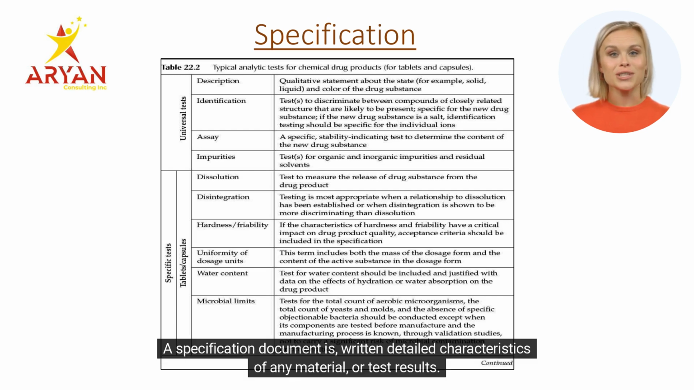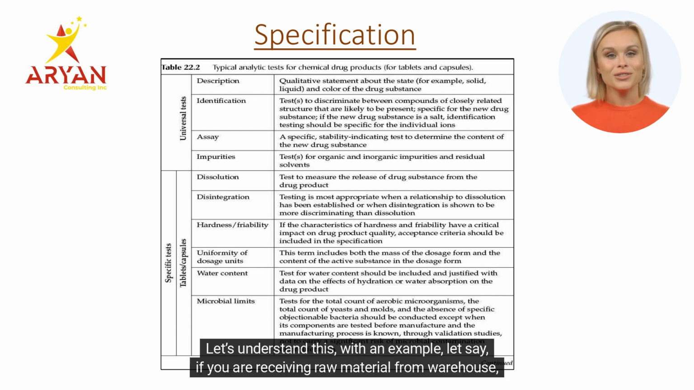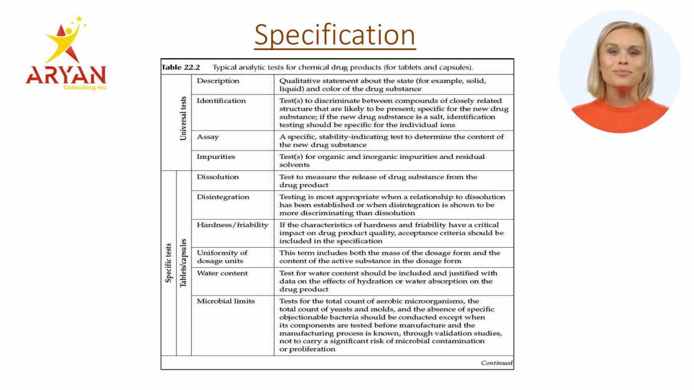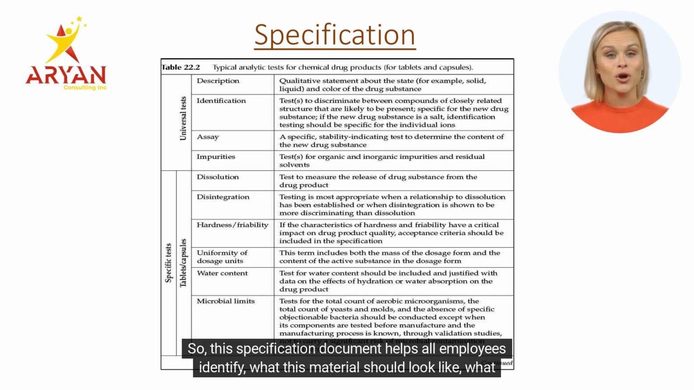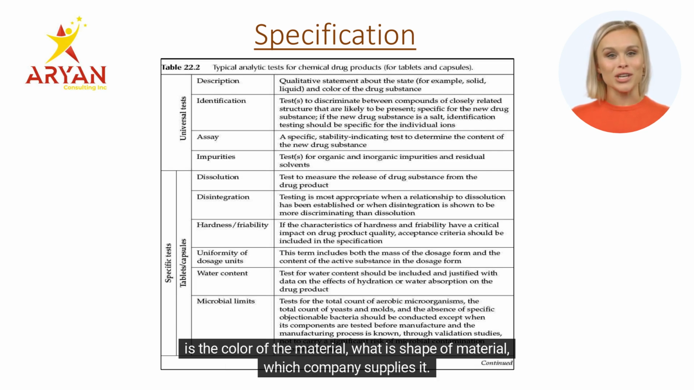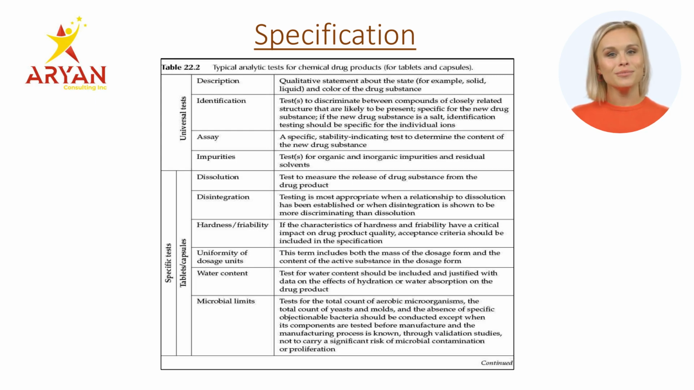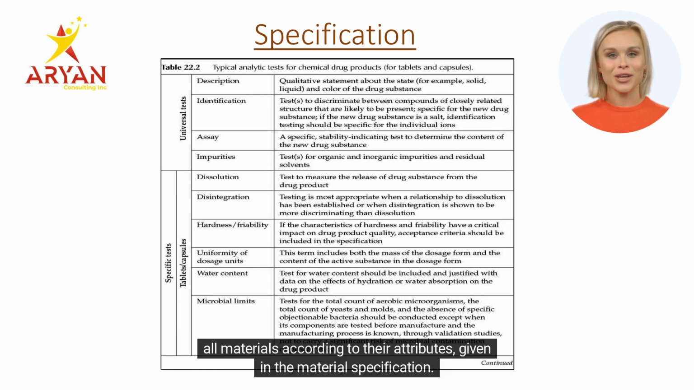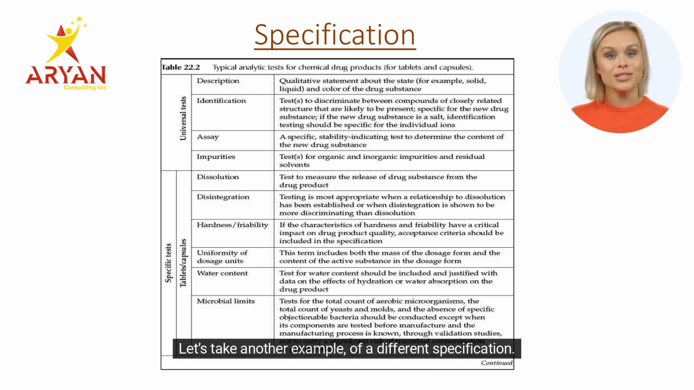A specification document is a written, detailed description of the characteristics of any material or test results. Let's understand this with an example. Let's say you are receiving raw material from the warehouse; this material has a material specification document. This specification document helps all employees identify what this material should look like, what the color of the material is, what the shape of the material is, and which company supplies it. All this information mentioned in the material specification helps a manufacturing technician accurately identify all materials according to their attributes. Let's take another example of a different specification.